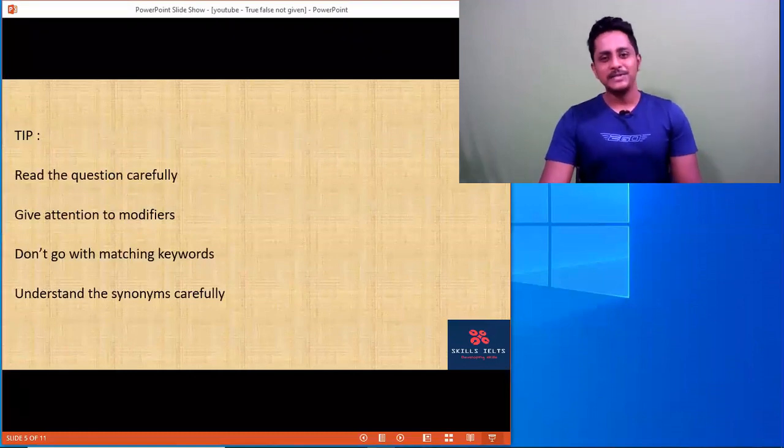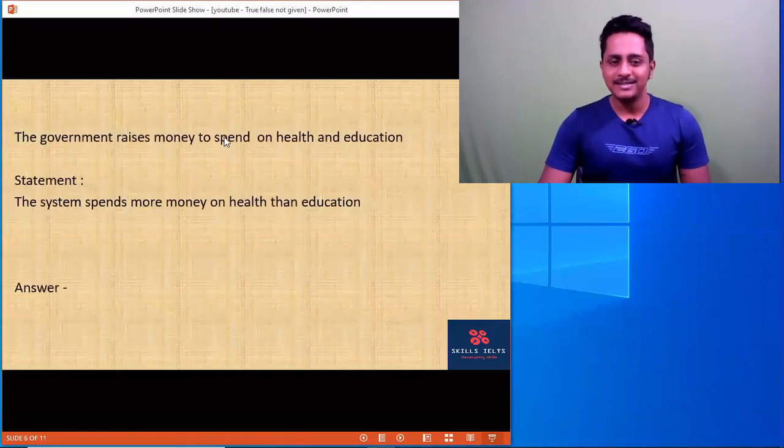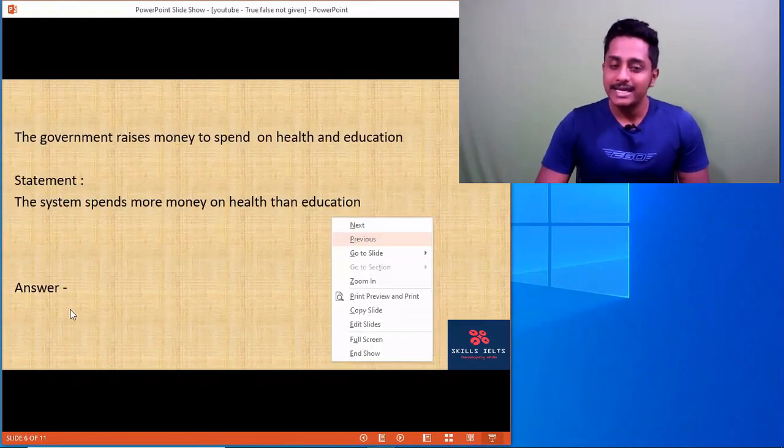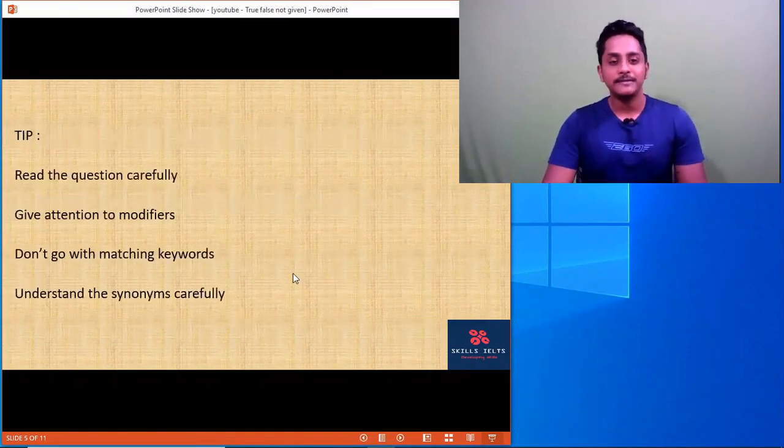Don't go with matching keywords. A lot of people do this. Money, money, spend, spend. Let me just go with it. Nope, you can't do that. That's a very basic mistake. And understand the synonyms carefully.